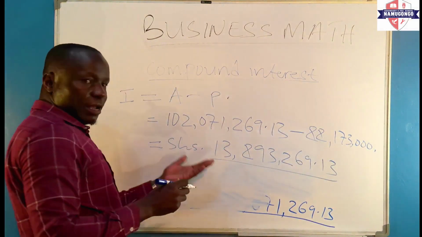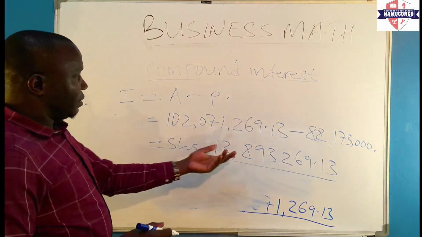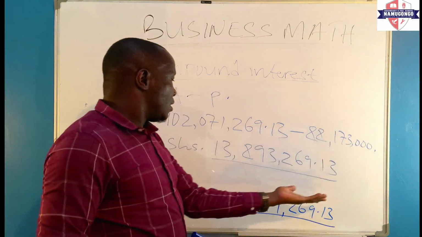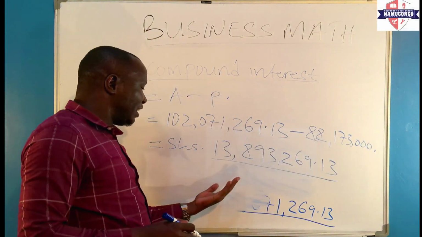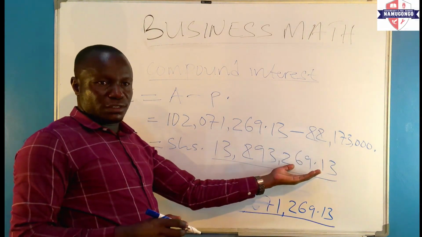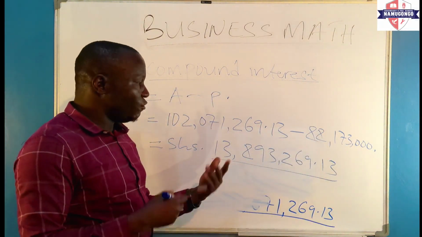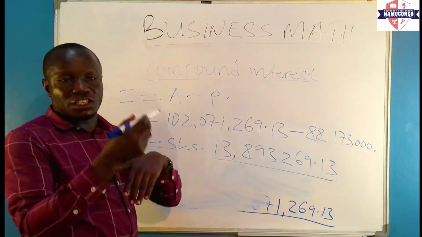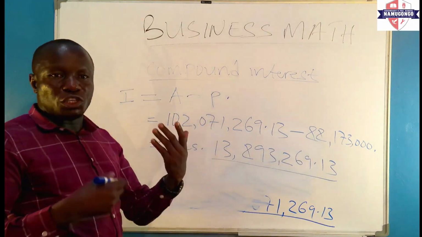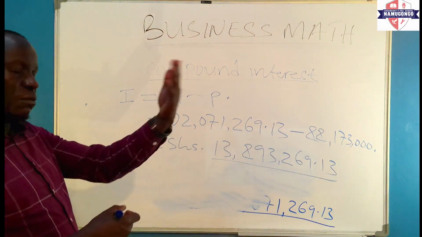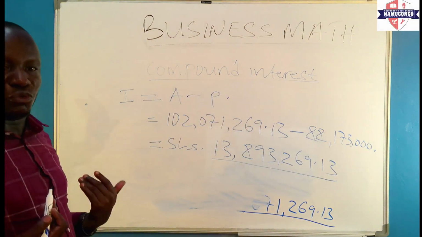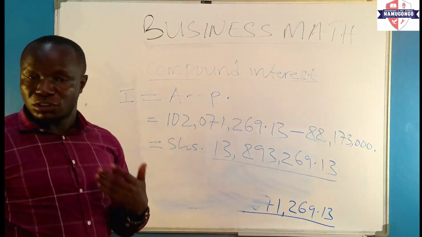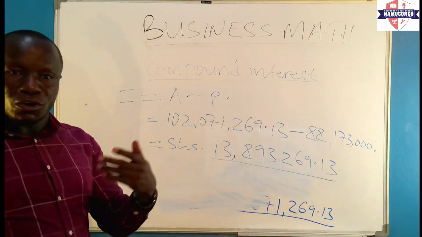You see, someone who deposited 88,173,000 shillings is in a position to get an interest of 13 million. So meaning that if you can now compare the two, you can compare the simple interest and the compound interest and see which one is better. Would you opt for simple interest or for compound interest? According to me, I would opt for compound interest because it earns more money.